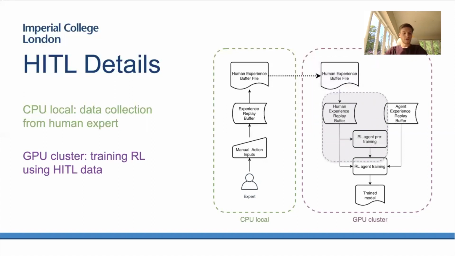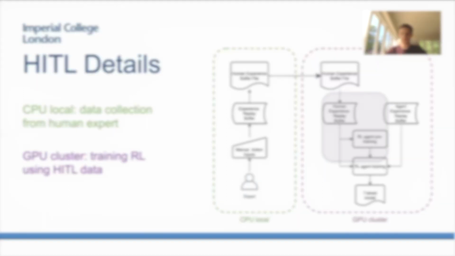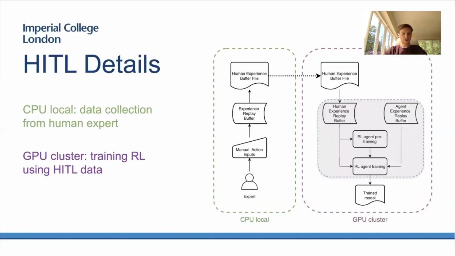The neural network is then trained on the human replay buffer for a number of steps, usually 100,000 for us. Once this step is done, the usual reinforcement learning training loop begins where the agent interacts with the environment and its neural network gets updated. The agent is trained on batches containing a mixture of agent and human replay data, usually an 80-20 split. These are the key details of our human-in-the-loop implementation.